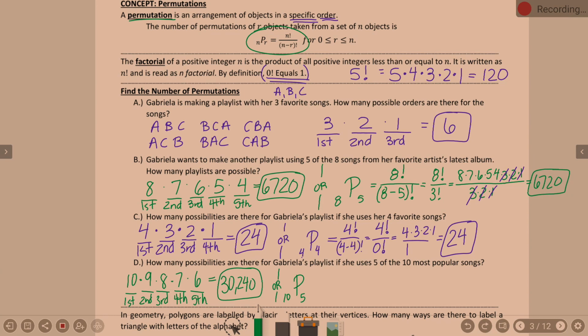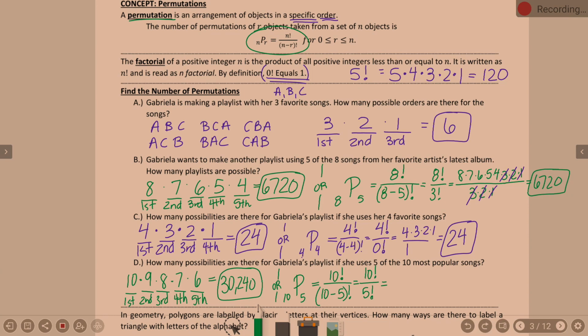Now, on top, what goes on top? 10 factorial. What goes on bottom? 10 minus 5 factorial. What does 10 minus 5 factorial simplify to be? 5 factorial. And maybe if I have a moment, I'll demonstrate on the calculators and make sure we're finding this on the calculators.